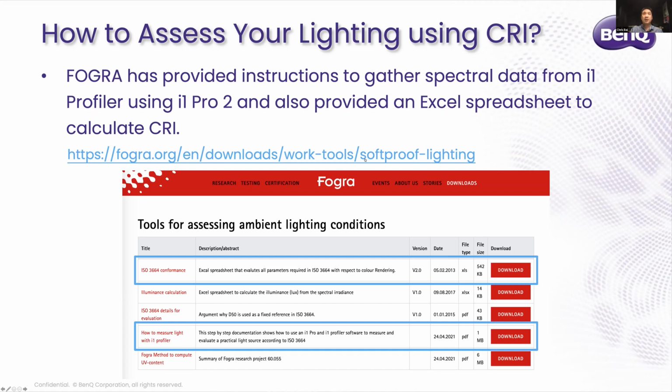If you follow this link here, you'll get to this web page. Here you can see there are files you can download. First is the Excel sheet to calculate the CRI number. And the fourth file is the instructions on how to get the values out of the i1 Pro 2 or i1 Pro 3 nowadays, using the i1 Profiler software. There's a little trick, because i1 Profiler doesn't provide the values directly to the end user. There's a workaround, and this is the workaround.